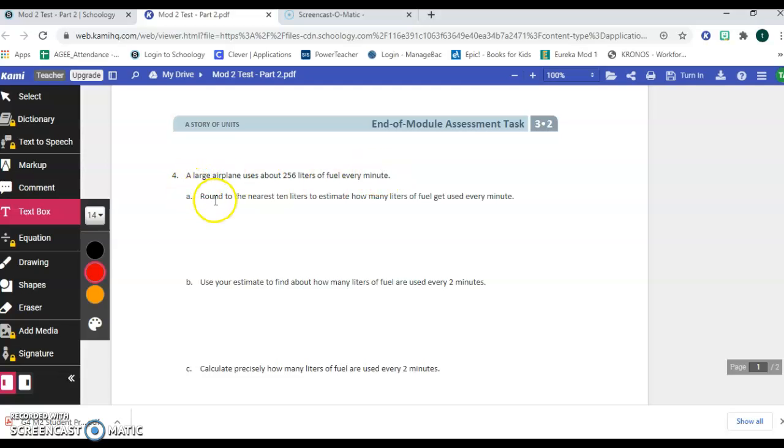So A, you're rounding to the nearest 10 liters to estimate how many liters of fuel get used every minute. So they want you to take this number here and round it to the nearest 10. I would recommend using a statement to say 256 rounds to blank. And remember, we're to the nearest 10 in this example, not to the nearest 100.